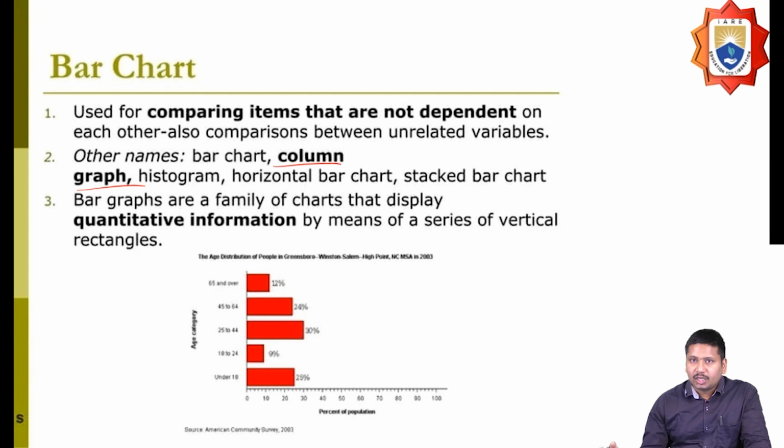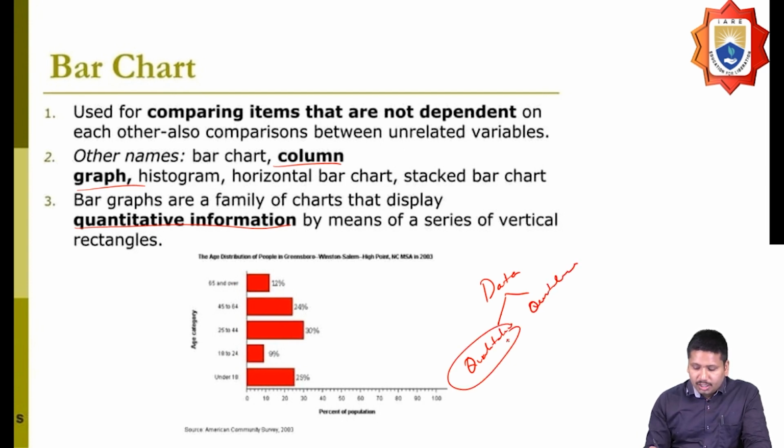Bar charts are a family of charts which display quantitative information. Normally data is of two types: qualitative and quantitative. For representing this qualitative data, we can go for the bar chart. Bar charts are of different types: vertical bar chart, horizontal bar chart, and stacked bar chart.